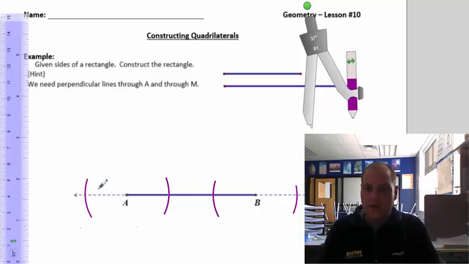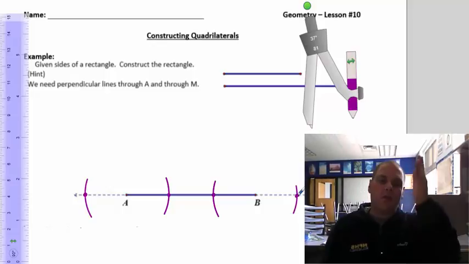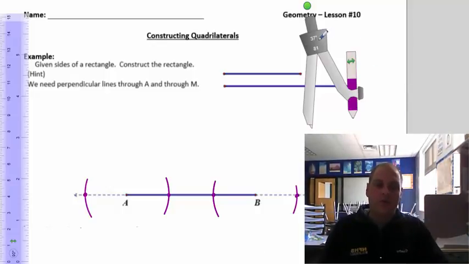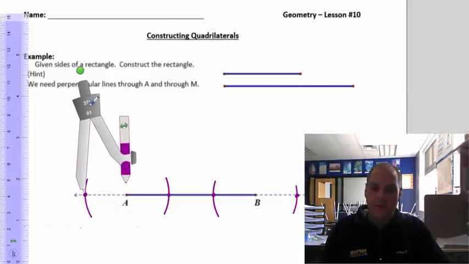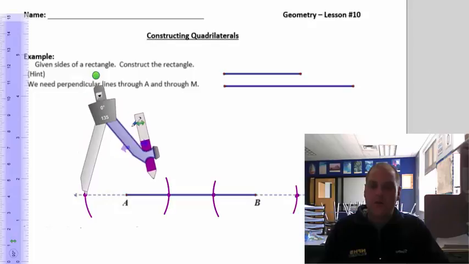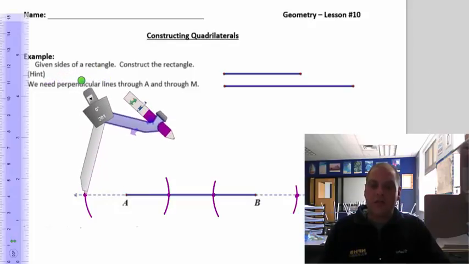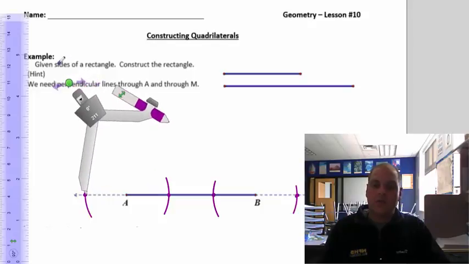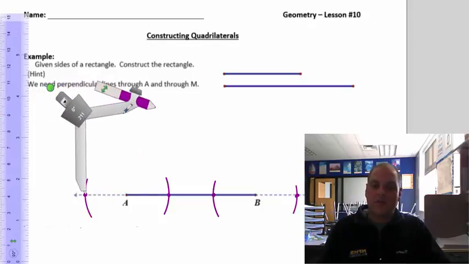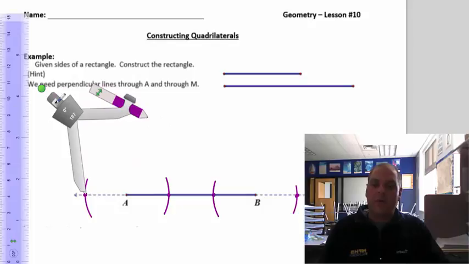Color, come back pen. All right, so there's one point, there's another point, there's another point, and there's another point. We need perpendicular lines going through A and B. So what we're going to do is go to A, right? Open up our compass, and we're going to do arcs. I'm going to open it up more actually. Okay, and we're going to do arcs. Yeah, we'll close it a little bit. I just don't want to go off the paper.